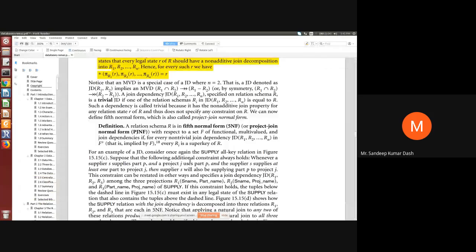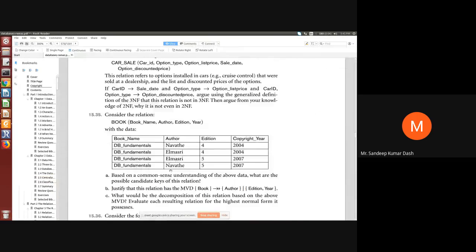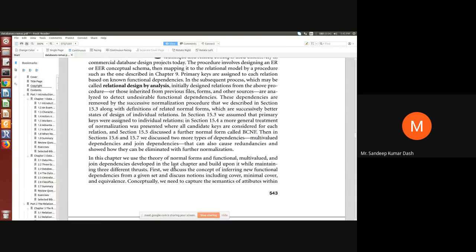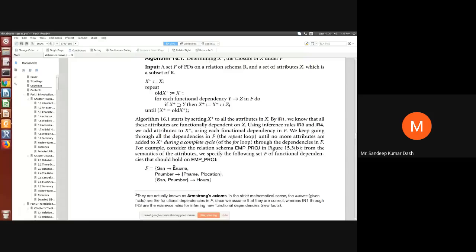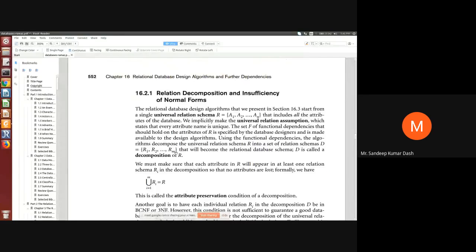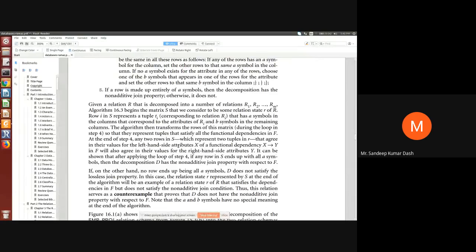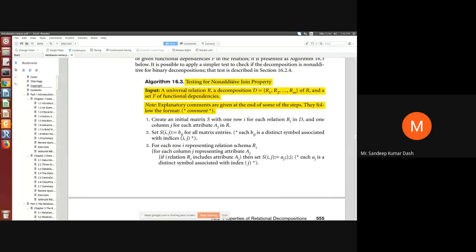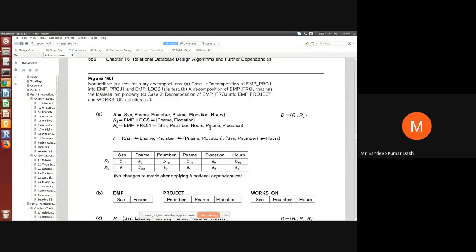The algorithm is in the next chapter. This is the algorithm, testing for non-additive join property. No need to remember the algorithm. It can be easily understood from the example.